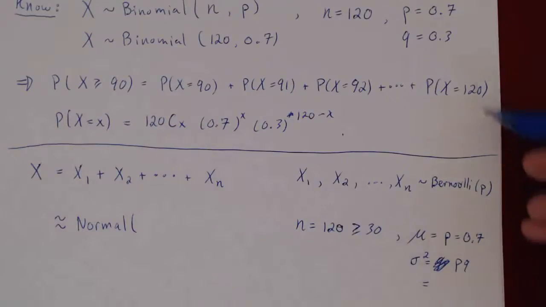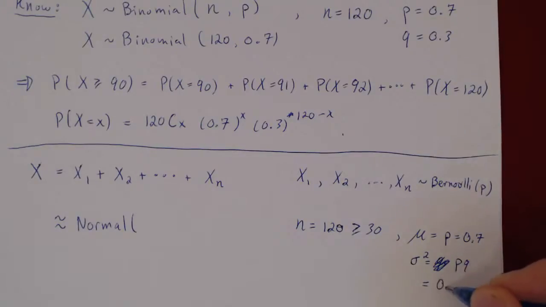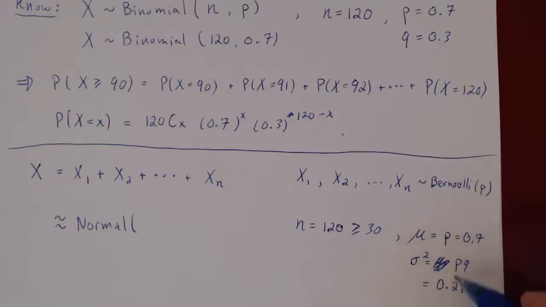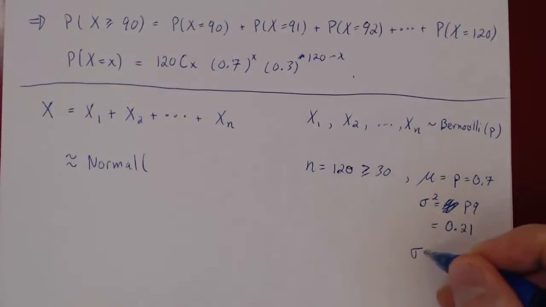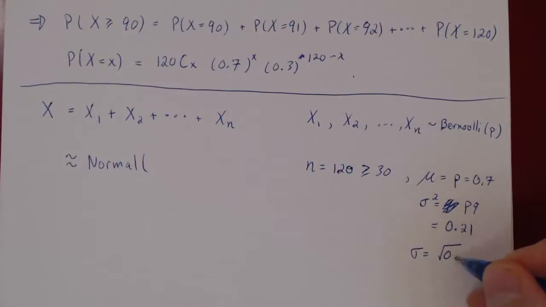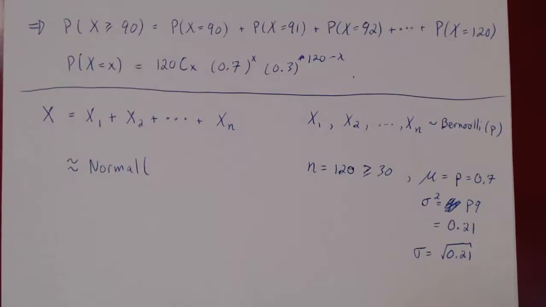Well, p is 0.7, q is 0.3, so we do 0.7 times 0.3, and we get 0.21. We need, of course, the standard deviation. Well, the standard deviation is the root of the variance. So sigma will be exactly the root of 0.21. And leave the exact answer as it is.